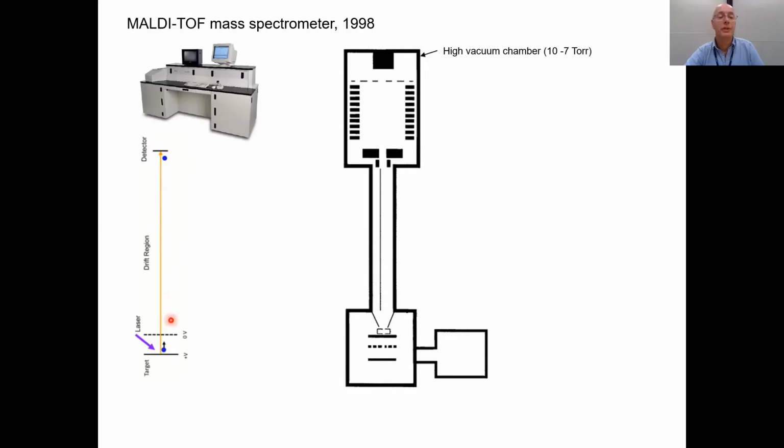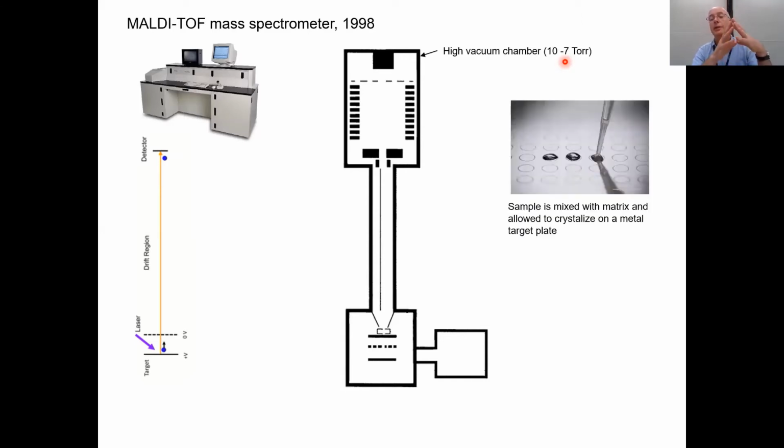So the drift tube, the drift region is here in our schematic, and in the real picture the time of flight tube would be in this orientation, horizontal. So we need a high vacuum. There's a high vacuum inside this chamber. It's 10 to the minus 7 torr. 1 torr is approximately 1 millimeter of mercury.